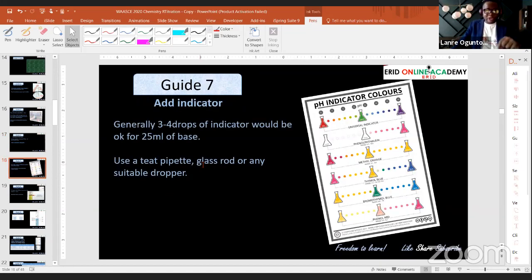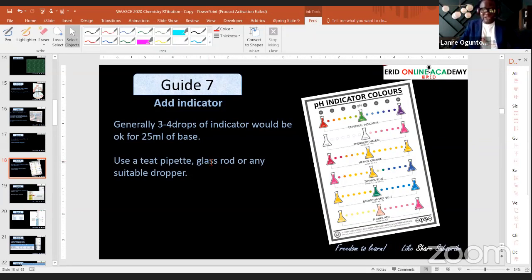You add your indicator to your base, to the liquid in the conical flask. So by now you should recall the various color changes. You usually use methyl orange or phenolphthalein, but this year you are going to be using methyl orange. So just focus on that.